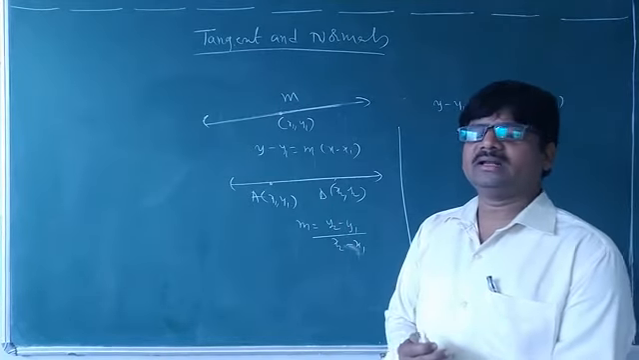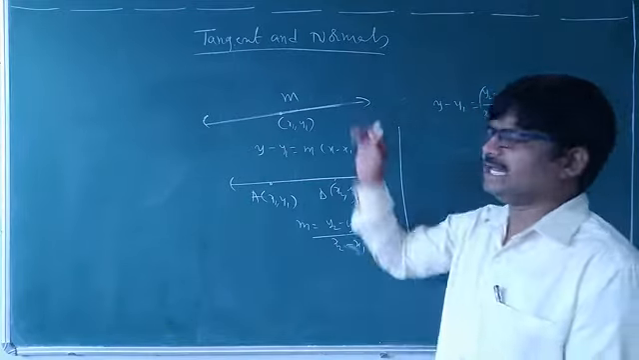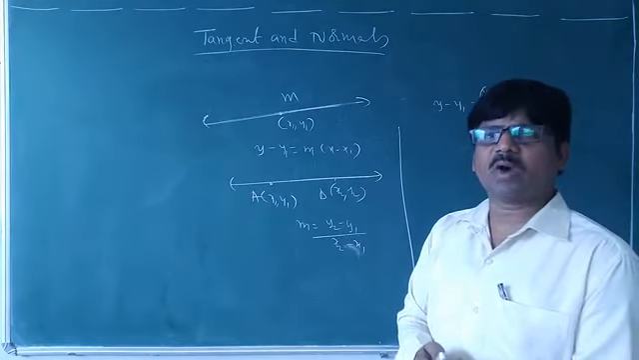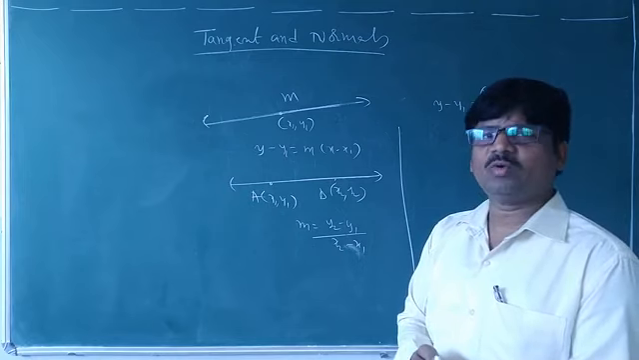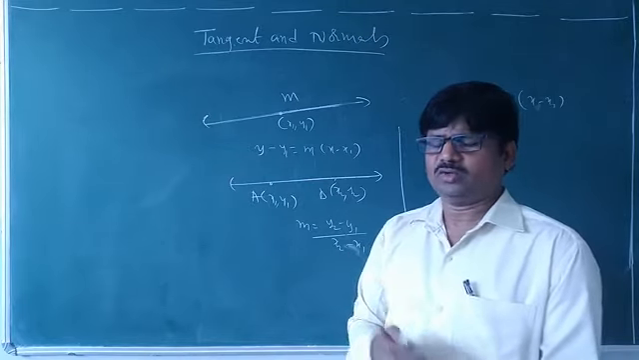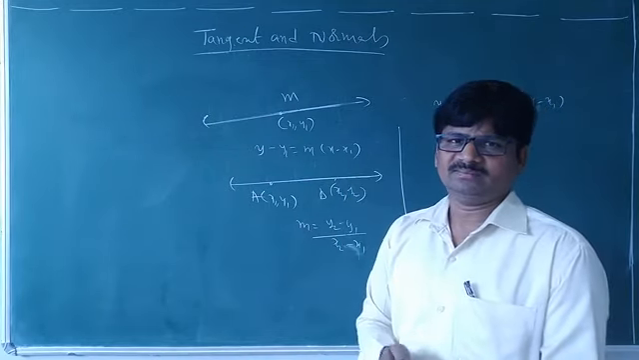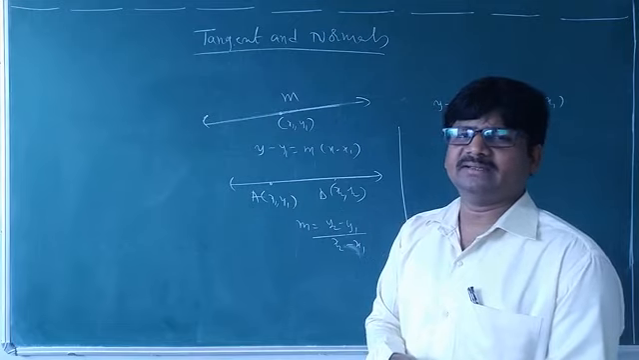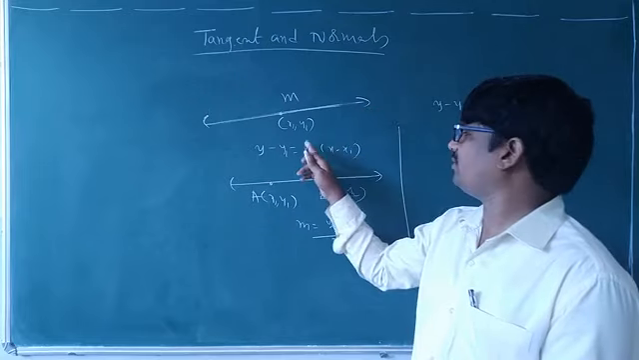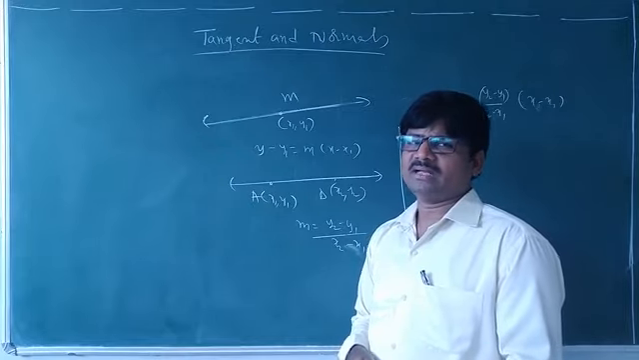Here we are going to learn how to find the equation of a tangent to a curve. Tangent means nothing but a straight line only. So to find a tangent, or a straight line equation, what is required? A point is required and a slope is required. Remember this one.